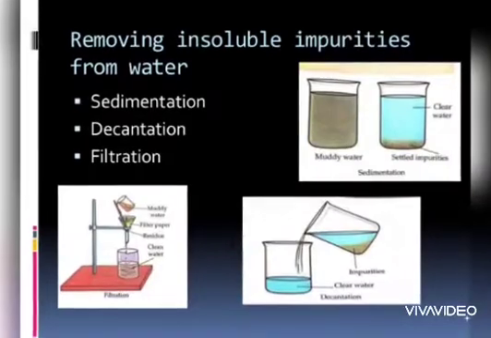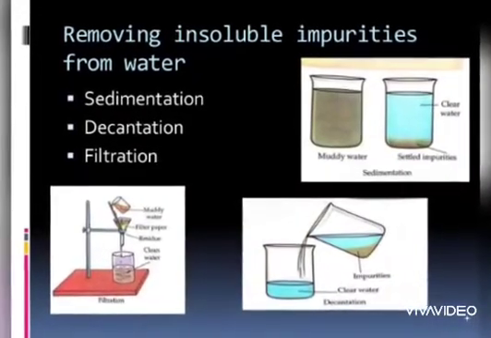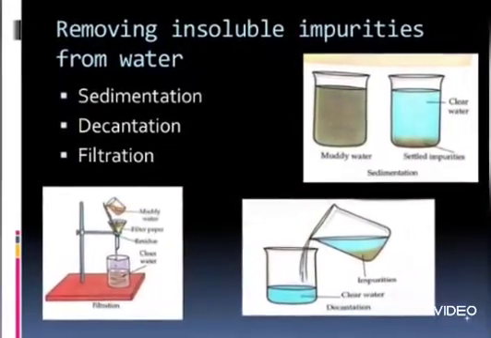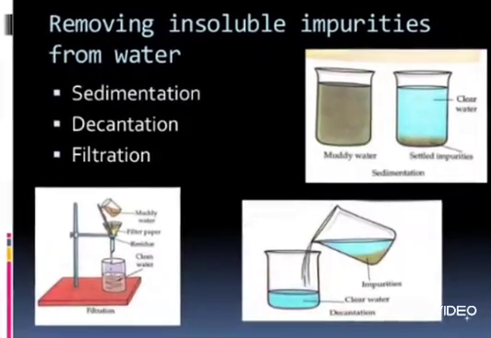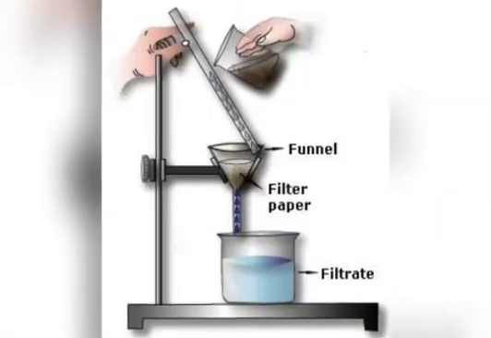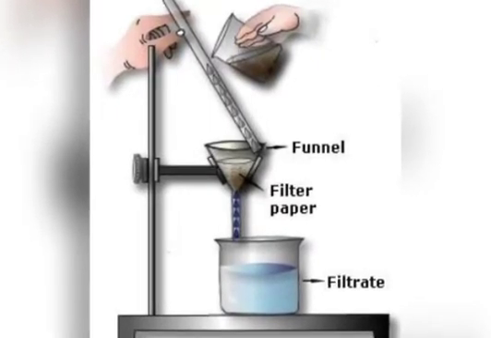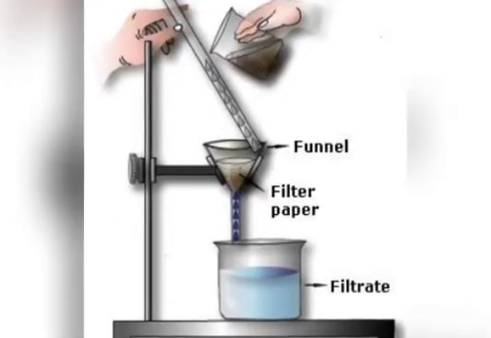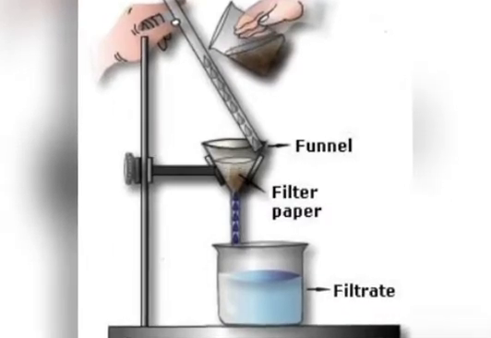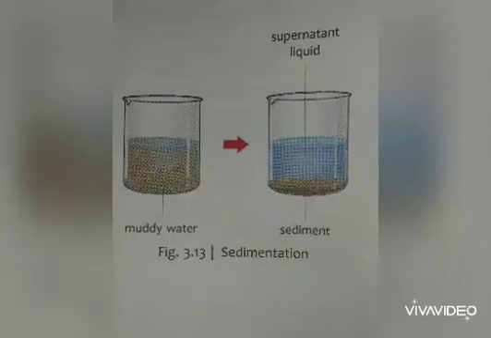Now, how can we remove these impurities? There are many methods by which these impurities can be removed. Let us talk about first removing insoluble impurities. See, this is the filtration process, a very simple process to remove insoluble impurities. A simple filter paper can be used to drag out all the impurities of water.